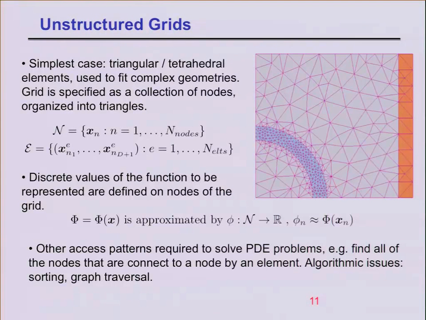So if you look at what the access patterns are required to solve PDE problems using this kind of discretization, you find that it's much more irregular than a structured grid. And it's important how you organize the triangles to make all this not have cache problems. So sorting, graph traversal, things like that.